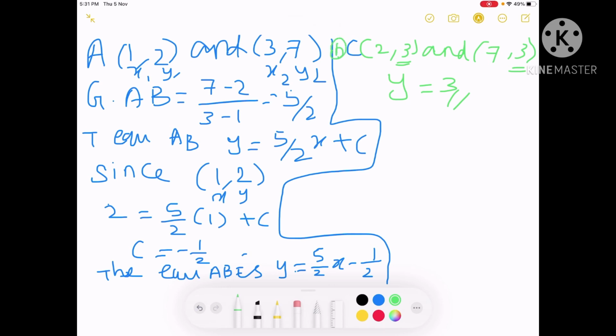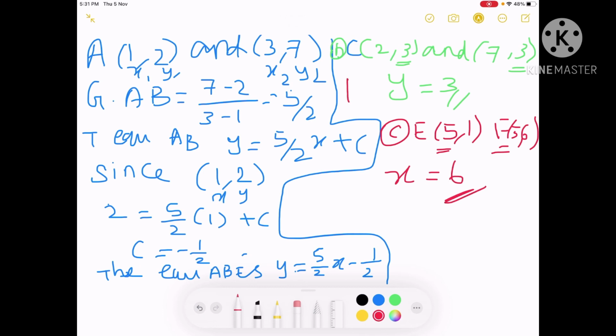So now the C question: F is (5, 1) and the other point is (5, 6). Here the 5 values are the same, so the x values are the same. So it is a vertical line, x equals 6. That is the vertical line, and this one is the horizontal line.